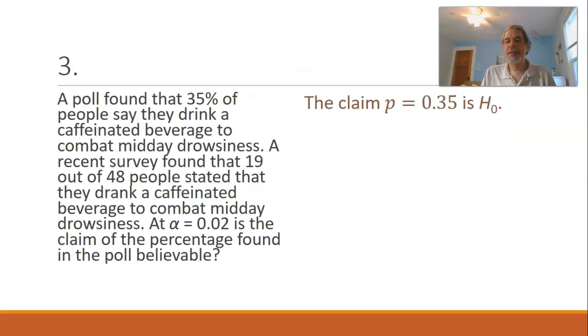Step 1, state the hypotheses and identify the claim. So the claim is that P equals 0.35. And because it has an equal sign in it, that would be the null hypothesis. So the alternative hypothesis would be that same equation, but turned into an inequality, that P is not equal to 0.35.